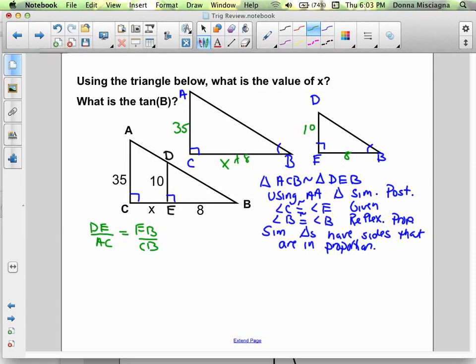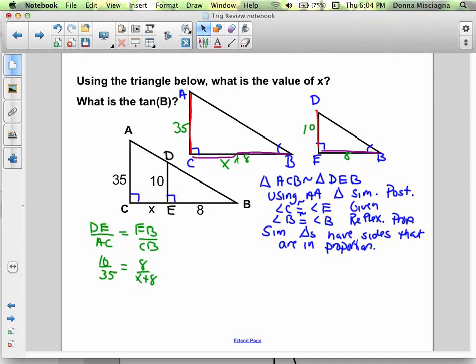So DE is 10, AC is 35, EB is 8, and CB is x plus 8. All right, so notice I've matched corresponding sides. So DE here, now color code, DE corresponds with AC, and EB corresponds with CB. Right?